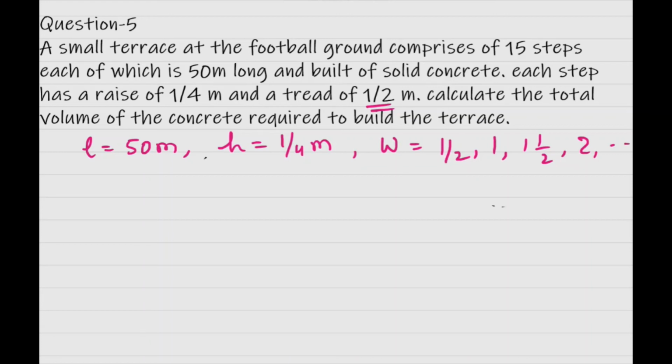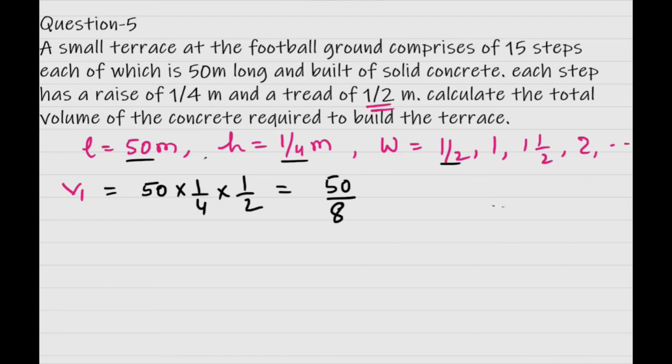Now let us see how we can calculate. Volume of the first step, volume 1. Let us see, volume 1 is equal to how much? Volume 1 will be equal to length into height into width. Now the first width will be 1 by 2. So 50 into 1 by 4 into 1 by 2. So this is equal to 50 by 8. So the first volume is 50 by 8.